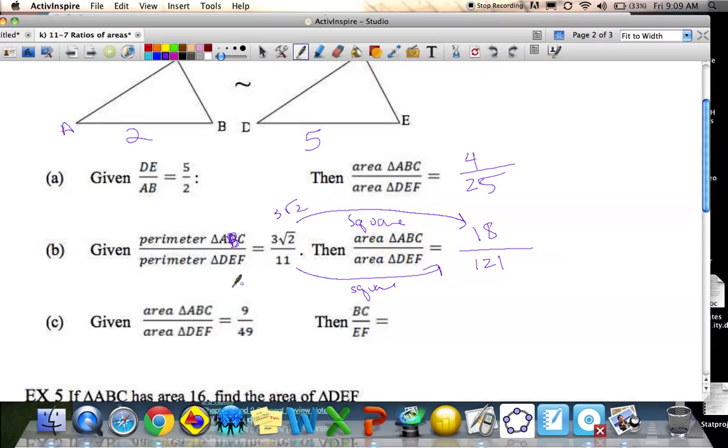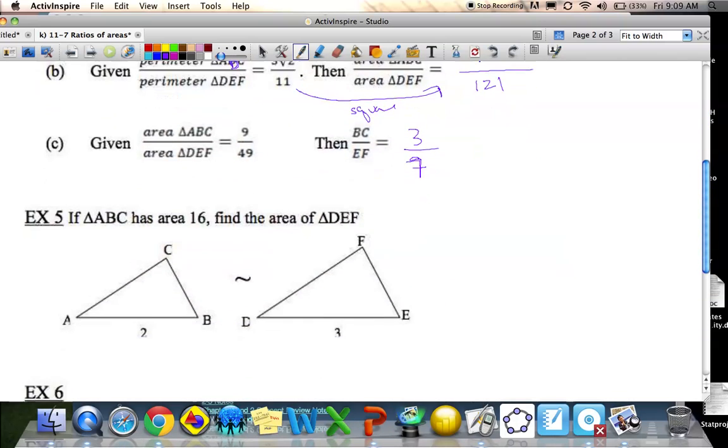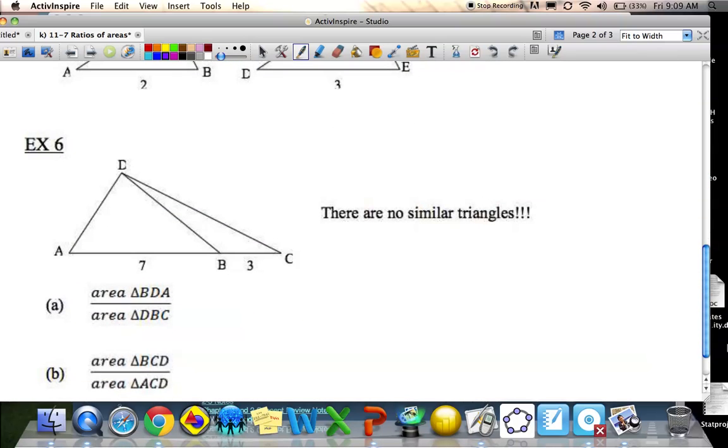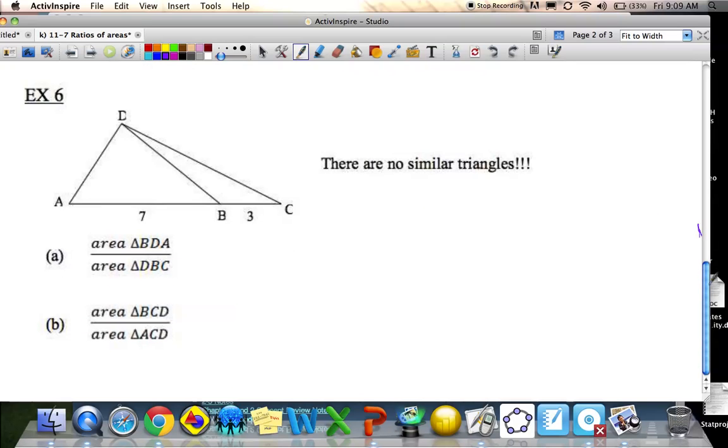Okay, this asks you to go backward. It gives you the ratio of the areas of the similar triangles, and they want you to find their scale factor, so you would do the square root to get to here. That's a 7. Okay, so there are some word problems. There's a number of them. There's the rest of this page and 2 more. Let's try to get through a few of these, and then you can finish these 2 pages for homework. Example 6.